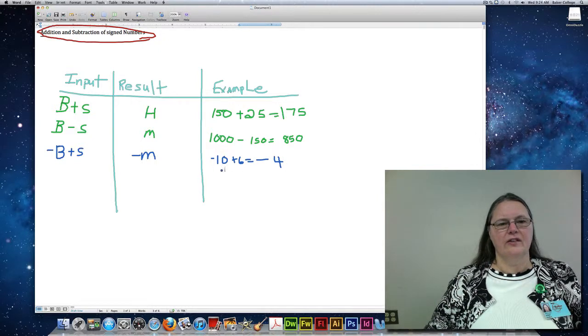So here's the concept right here. It's the big number. It was a debt. I paid on the debt, but I still owe the debt. So it's the difference between these two numbers, and I keep the sign of the larger number.